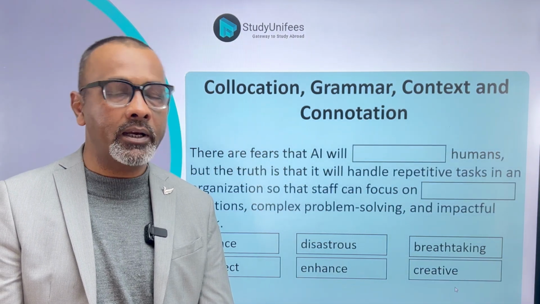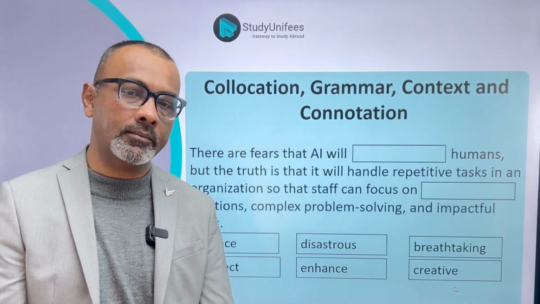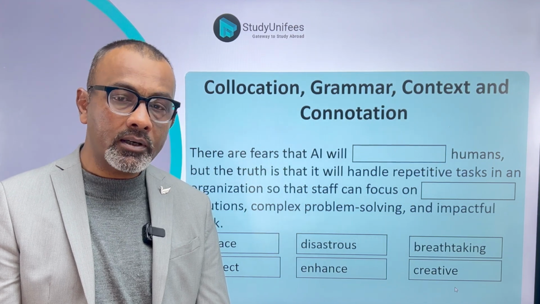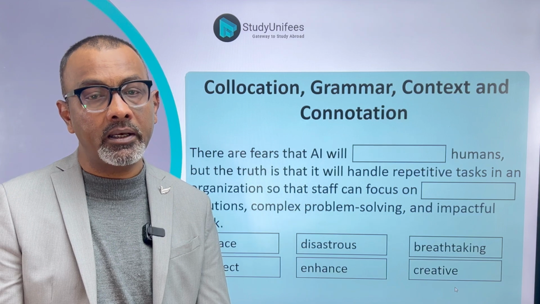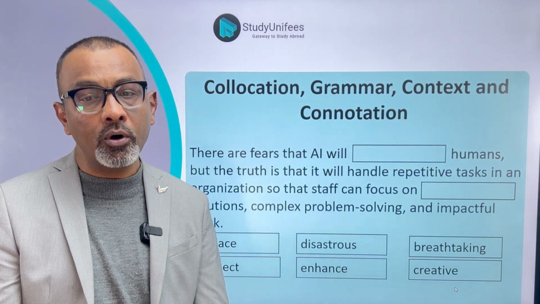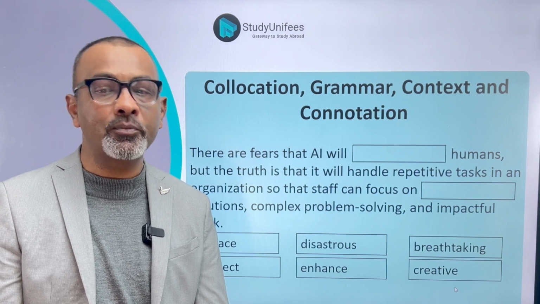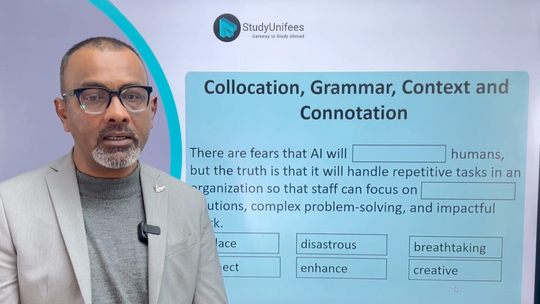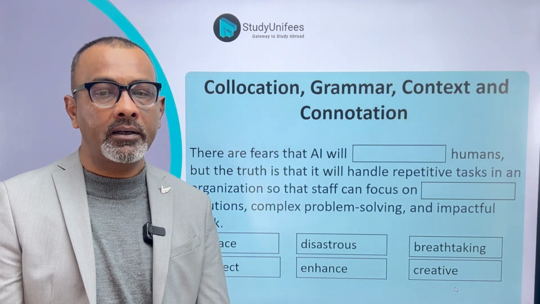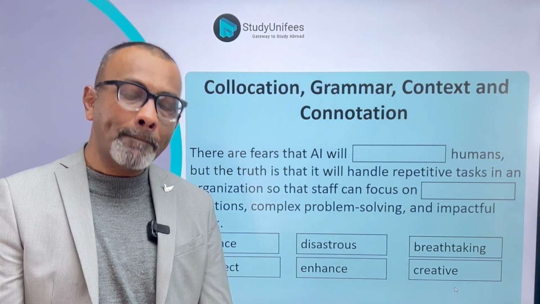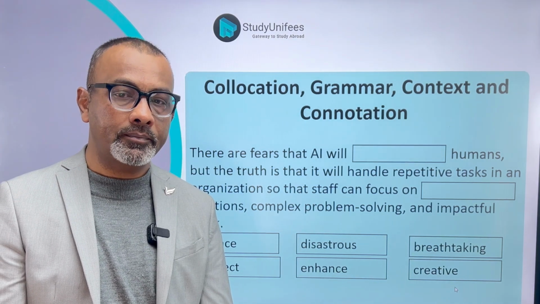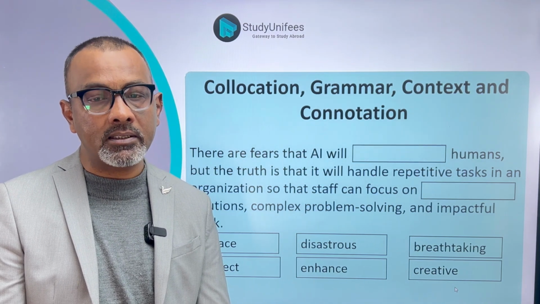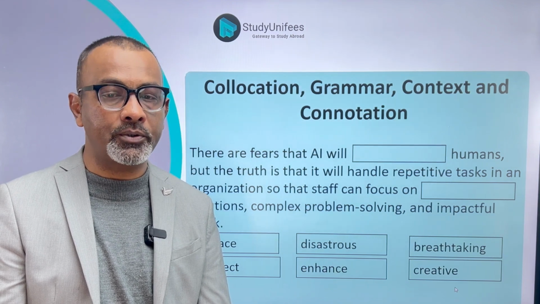First, let's read the paragraph to get the overall meaning and also the context. There are fears that AI will blank humans. But the truth is that it will handle repetitive tasks in an organization so that staff can focus on blank solutions, complex problem solving, and impactful work. First, let's look at the grammar. Because the first blank is after will, the blank must be filled by a V1 verb, that is, a simple present verb. Replace, connect, enhance are the only options that are V1 verbs.